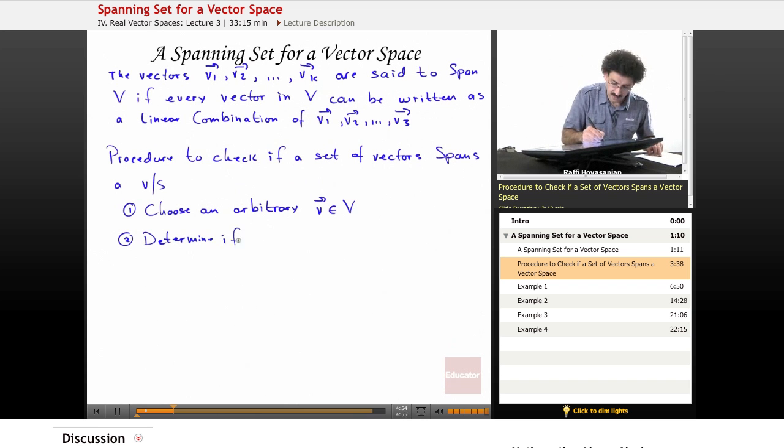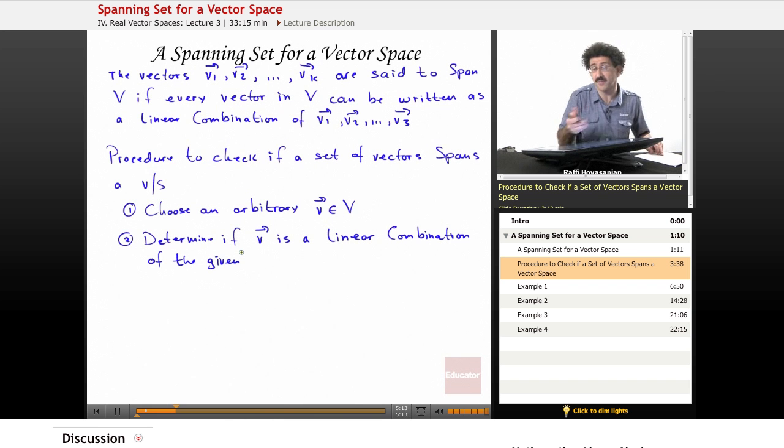Determine if V is a linear combination of the given vectors. So this is just basically an application of the definition, which is what definitions are all about.